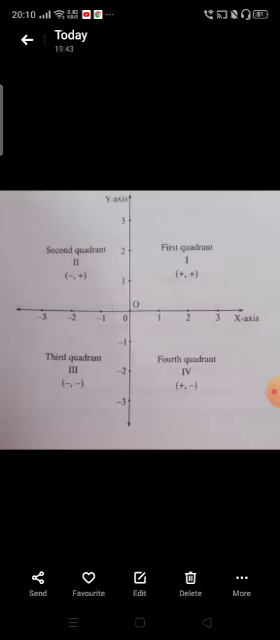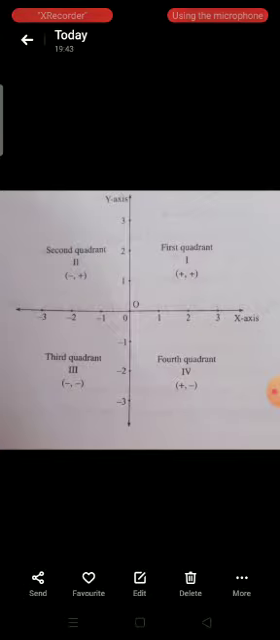First of all, the very first thing we have to keep in mind is that for understanding this chapter we must know what is axis, what is origin, and what is quadrants. If we understand what axis, origin, and quadrant actually mean, we will be able to solve the lesson very easily.